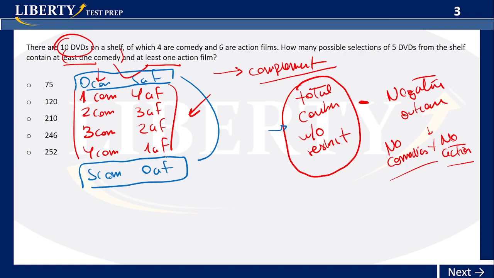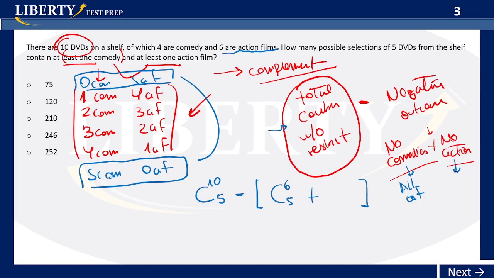Okay, so let's do it. Total combination without restrictions. You want a selection of 5 out of 10, right? Without restrictions. We don't care whether it's a comedy or an action film. Then you're going to subtract the addition of 2 combinations. First of all, no comedies. No comedies is the same thing as saying all action films, right? So action films are 6. You have a selection of 5 action films from the group of 6 action films. So all of them are going to be action films.